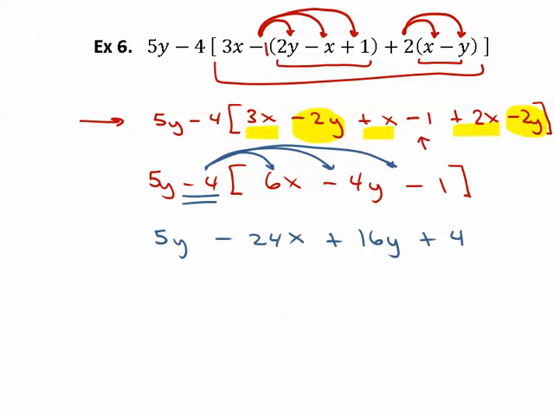So is there anything we can put together? Do we have any like terms? And yes, we do. We have the y terms that are the same, so we can combine those. But remember, the convention is to put the x terms first, so negative 24x. 5y plus 16y is a plus 21y, and then finally plus 4. So once again, the convention is to put the variables in order, alphabetically, and then we always put the constant term on the end. If you have them in a different order, again, that's not a problem. It's just we prefer to see it alphabetized.